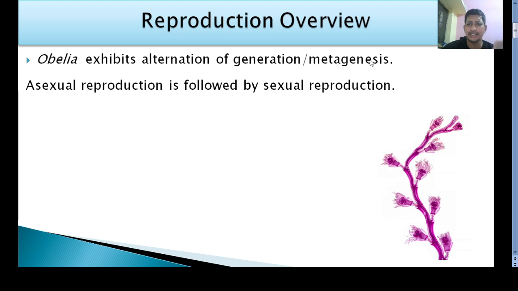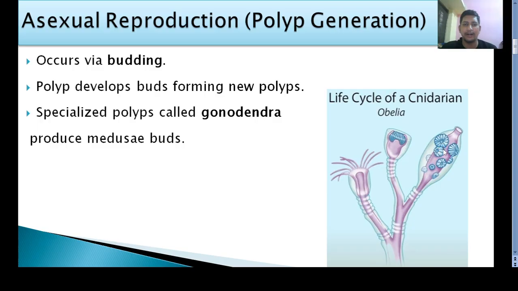What is metagenesis? Asexual reproduction is followed by sexual reproduction. So asexual reproduction takes place first, then it is followed by the sexual mode of reproduction. So that is referred to as alternate. The asexual reproduction alternates with sexual reproduction, hence it is also called metagenesis or alternation of generation. So this is the picture of Obelia.